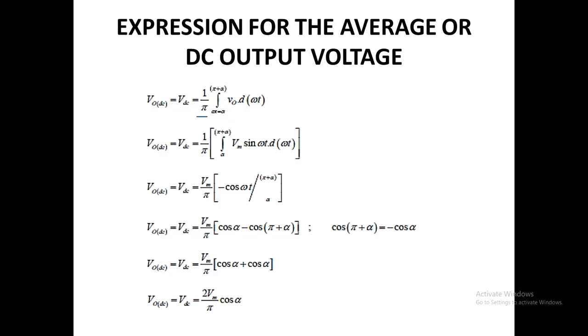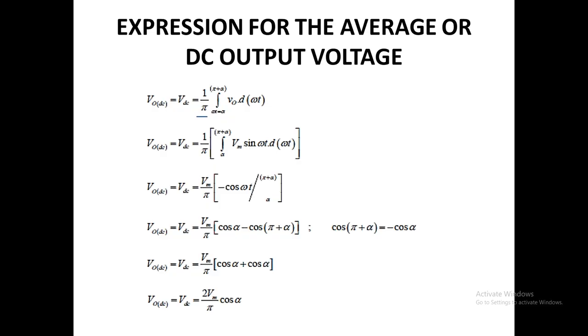Then, with the limit omega t equal to alpha to pi plus alpha, V naught d omega t. For the limit of alpha to pi plus alpha, V naught will follow the input voltage, Vm sin omega t d omega t, and Vm is taken outside since it is a constant. Then Vm by pi into, when integrating sin omega t, we get minus cos omega t, from alpha to pi plus alpha.